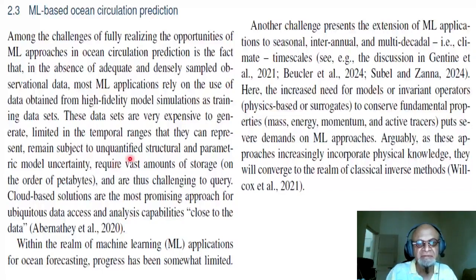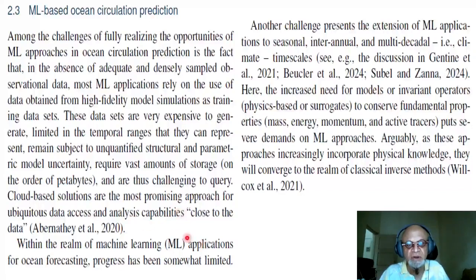So these can be limited in temporal ranges because integration can take long. Imagine running a 0.1 degree ocean model, global scale, especially if you add ecosystems, chemistry, and so on. Carbon cycle can take forever. Okay, so these also require vast amounts of storage and are challenging to query. When you have a query system, you want to ask a question and it has to do its internal large language model computing and spit out an answer.